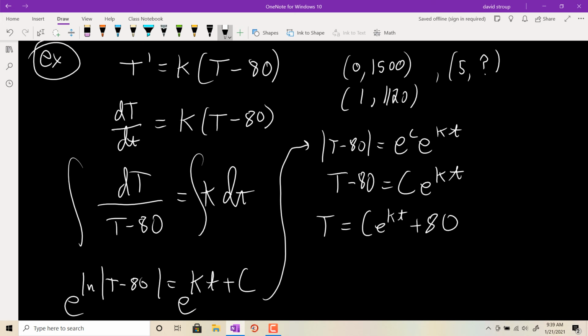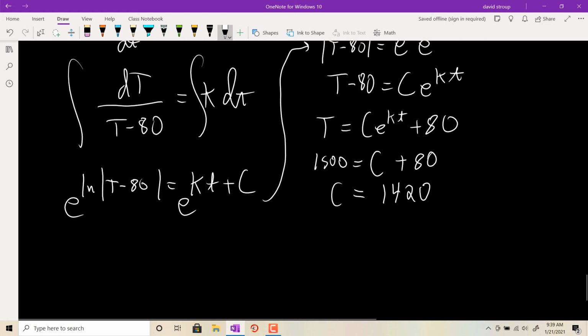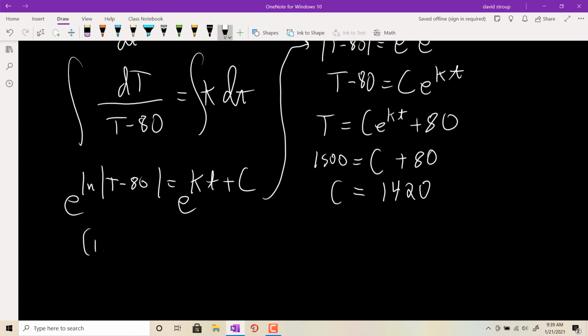So I need to plug in this first ordered pair, 0, 1500. So T will be 1500 when t is 0, so when little t is 0. So e to the k times 0 is e to the 0, e to the 0 is 1, and then plus 80. And you see c is not 1500, right? It's 1420.